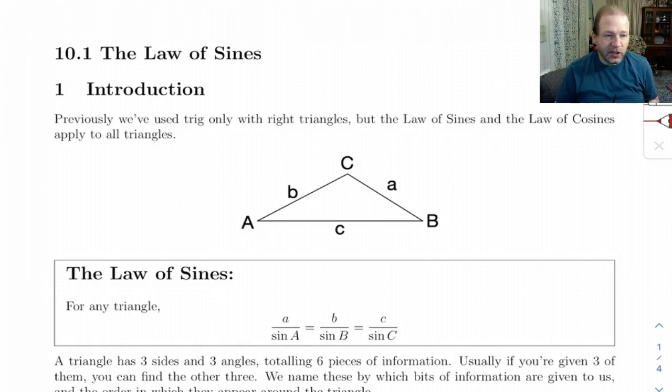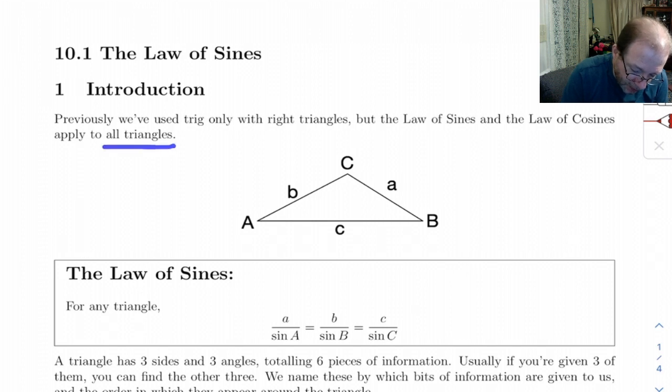All right, let's look at section 10.1, which is on the law of sines. Now, the law of sines and the law of cosines, which we'll see in 10.2, are a little different than the trig we've been doing because these actually apply to all triangles, not just right triangles.